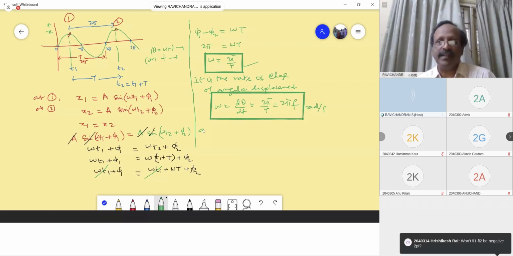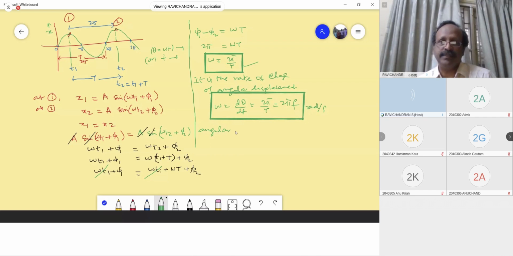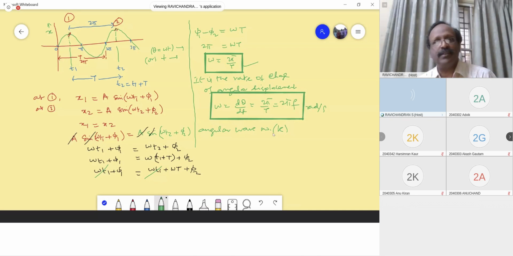There is another quantity called angular wave number. This is k. Angular wave number is given as 2 pi by lambda. Whenever you have this 2 pi, you call it angular. So angular frequency, here angular wave number. You can write it as 2 pi into nu bar, where nu bar is equal to 1 by lambda, called wave number.